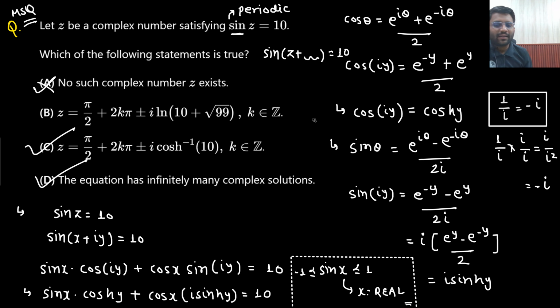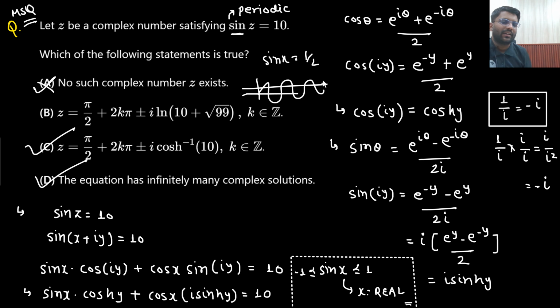So I would be sure that either there will be zero solution or there will be infinitely many solutions, because one solution is not possible, because sinusoid is periodic. Let's just say I ask you, sin x equals 1/2. How many solutions are there? You would say, sir, infinite solutions are there.